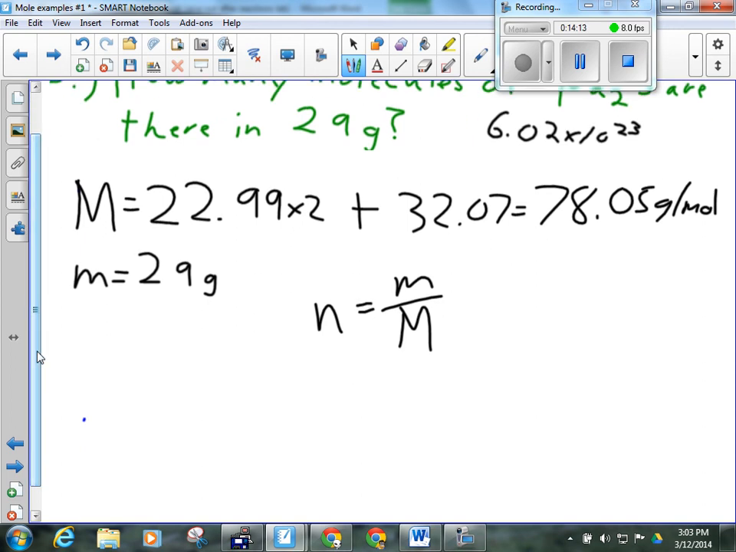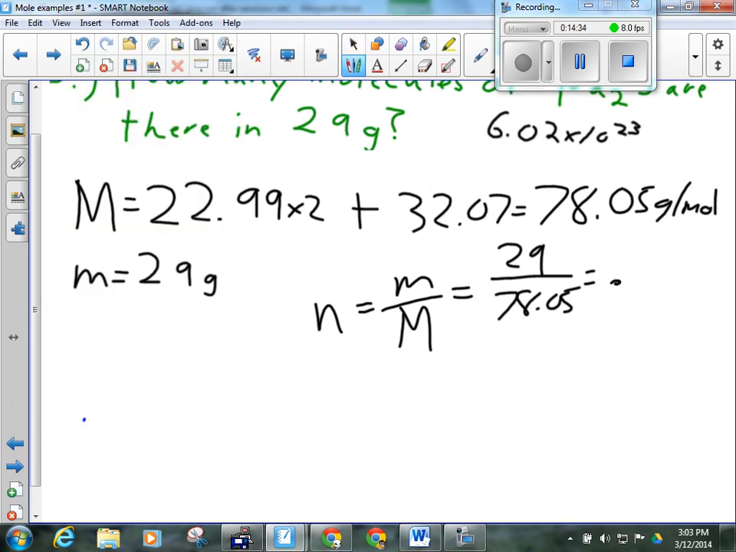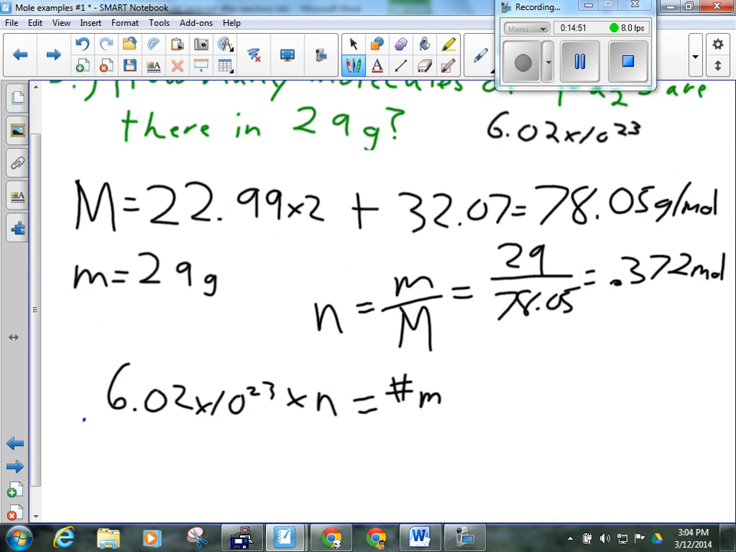So first I'll find N. Right, we'll have our 29 grams over 78.05. So obviously we have less than a mole here. Okay, that's all right. 29 divided by 78.05. Okay, so 0.372 we'll say. So we have 0.372 moles. In every mole, there are 6.02 times 10 to the 23. So if I multiply that by N, that gives me the number of particles. In this case, it's the number of molecules.